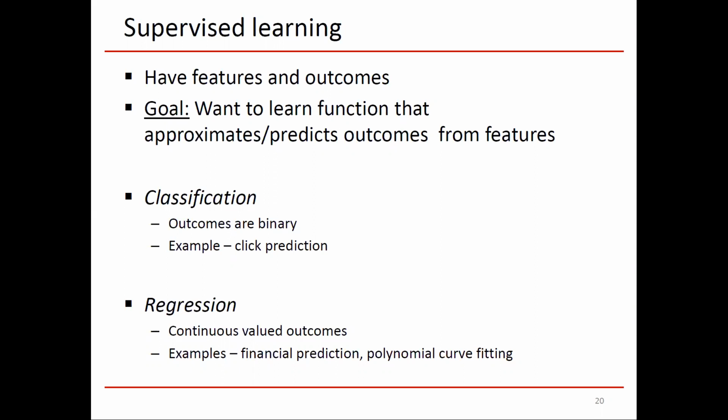And there are various examples, not just the one that I just provided, but also in financial prediction that you're trying to predict whether an asset price will go up or down. And we also discussed regression as part of the polynomial curve fitting. So again, in regression, we have features, we have outcomes. We're going to want to put together a function that explains the outcomes rather well from the features.